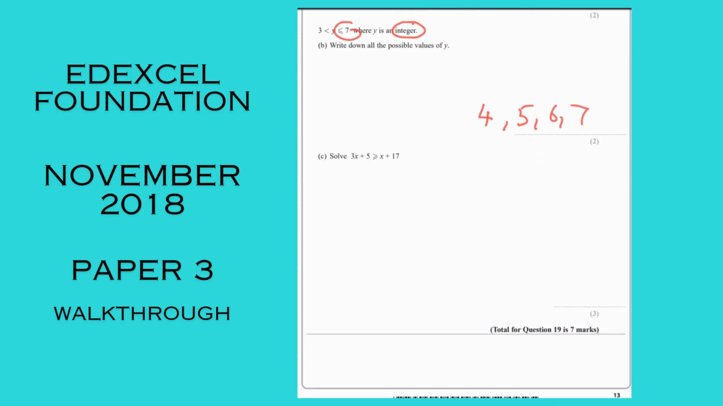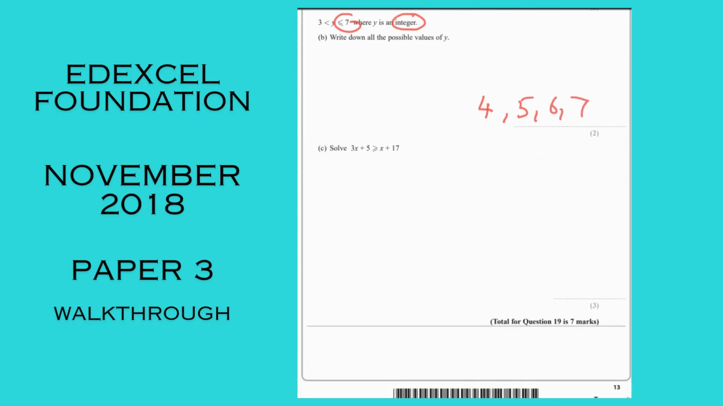On question C, I know people get put off by the inequality. Just don't worry about it. Ignore the fact it's there. Get on with it as normal. Subtract an x from both sides. Disappears. Subtract 5 from both sides. And finally, divide both sides by 2.